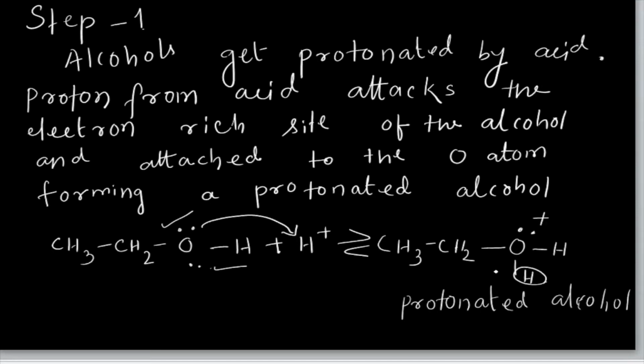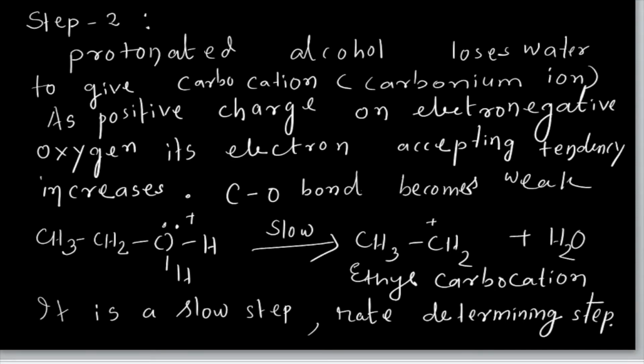Now CH3CH2, there are two pairs of electrons. One pair of electrons attacks this H plus ion, and it is attached to the ethyl alcohol, which is called protonated alcohol. What does protonated mean? Because it is giving, you can see here, a positive sign, so it is called protonated alcohol. Are you clear what is meant by protonated alcohol? Protonated alcohol means the oxygen atom is deficient in electrons and carries the plus charge. That is step 1.